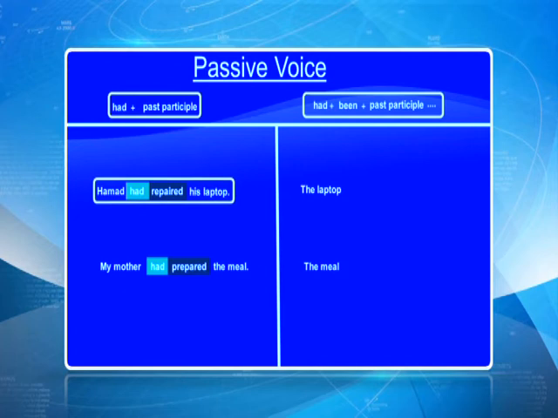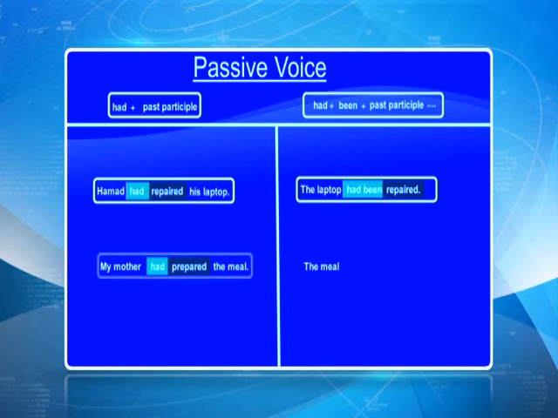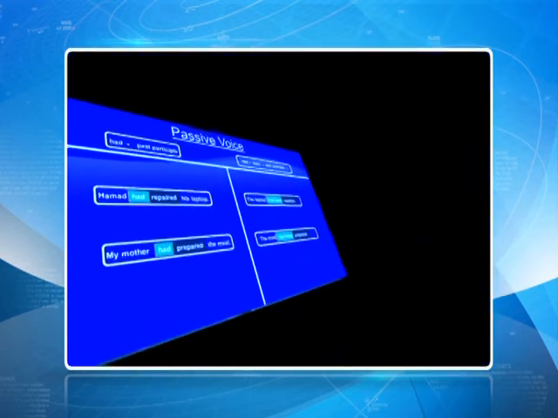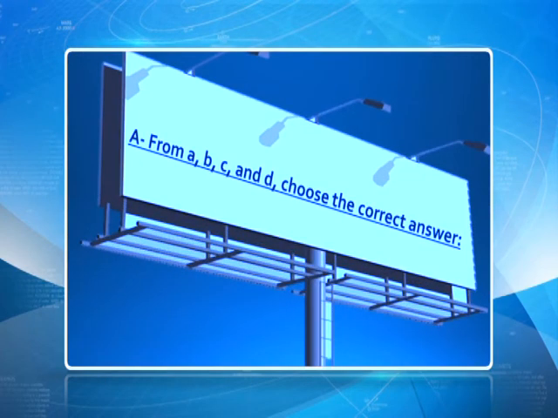For example, Hamad had repaired his laptop. Can you form the passive voice? Can you complete this sentence starting with the laptop? So remember what I said, you use had been plus past participle. So the answer is the laptop had been repaired. Okay, now next sentence, my mother had prepared the meal. Okay, to change this into passive voice, then we say the meal had been prepared. So easy, right? Now let's move to practice.